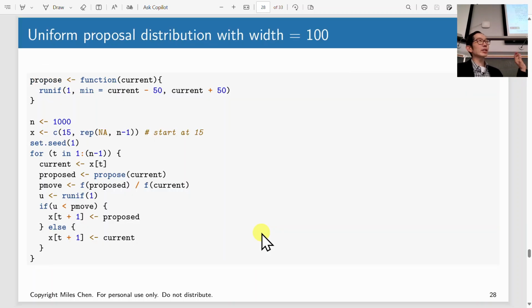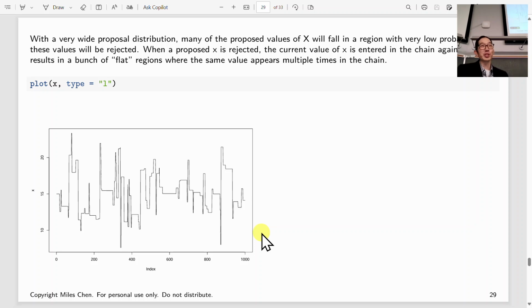Now, theoretically, if you could run this chain forever, it will look like the target distribution, okay? Theoretically, it is ergodic. It will reach a limiting distribution. It will reach a stationary distribution. It's just, this chain is really inefficient, okay? Because what happens is you start off at 15 and you propose values that just aren't going to get accepted.